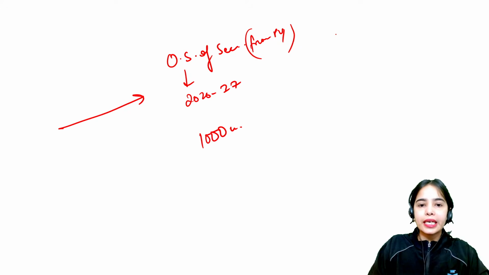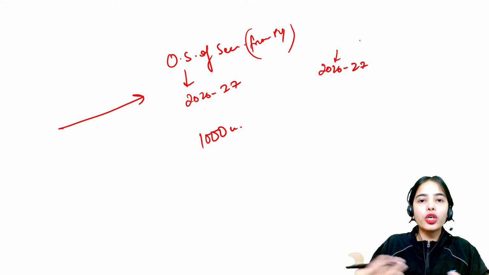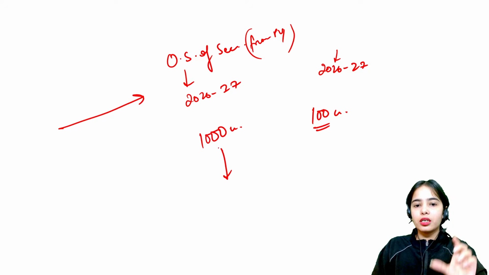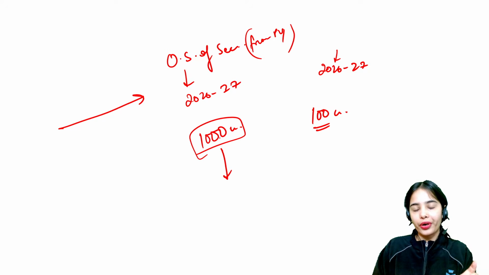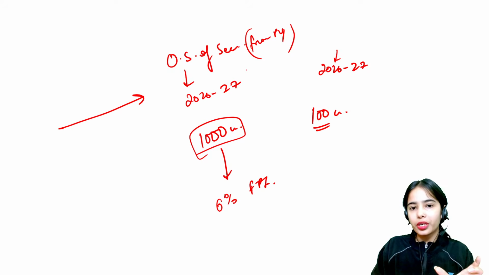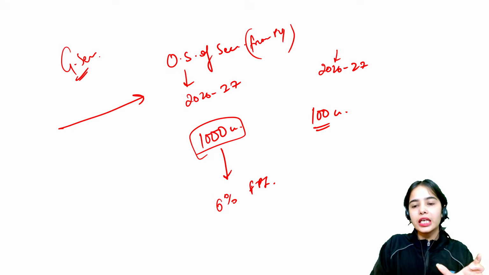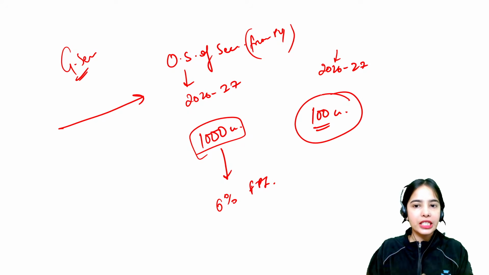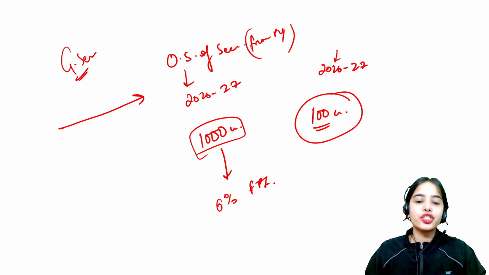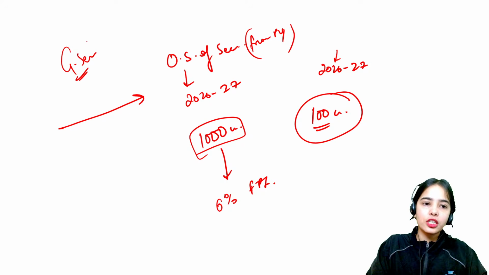Now the government is saying that in 2026-27 particularly, the government is going to issue new government securities worth 100 crore. So from this outstanding stock of securities, 6% is the foreign portfolio investment limit for the government securities. Now from the incremental government securities, the new government securities that the government is going to release in this financial year, what is the FPI limit for the government securities?